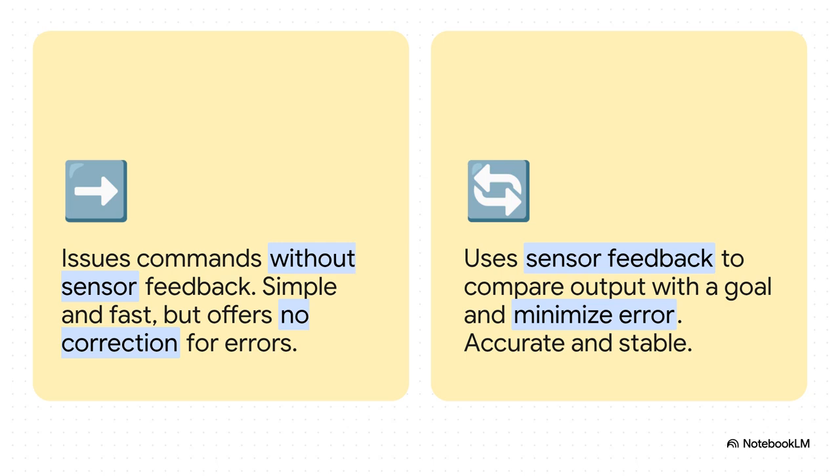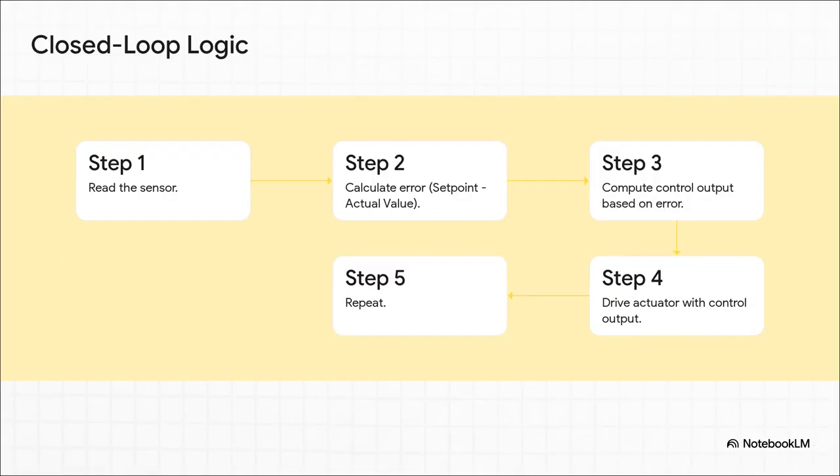But a closed loop system, that's more like trying to balance a stick on your hand. You're constantly using feedback, in this case your eyes, to see the error and make corrections. It's definitely more complex, but it's also way more accurate and stable. So this right here, this is the very heart of closed-loop logic. It's just a constant cycle of correction.